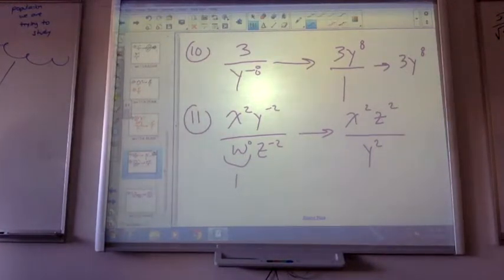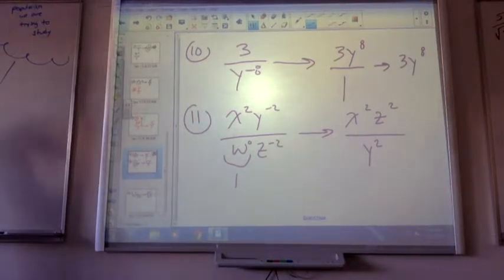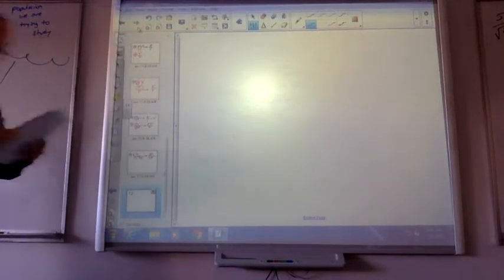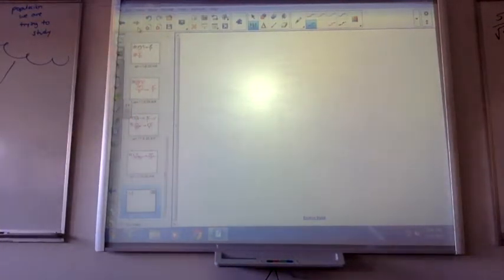The x squared doesn't move, stays on top. The z squared moves up because there was a negative exponent on the bottom. The y to the negative 2 on top needs to move down because it was negative. So if it switches places, it's the negative exponent. It moves from the top to the bottom or the bottom to the top, depending upon the negative exponent. And you have to make sure you know what base it is. All right. We're good still? Up through 12? First page? Happy? All right.